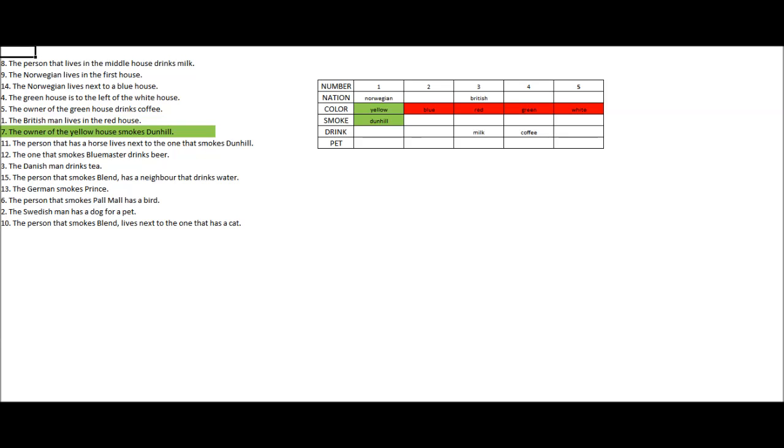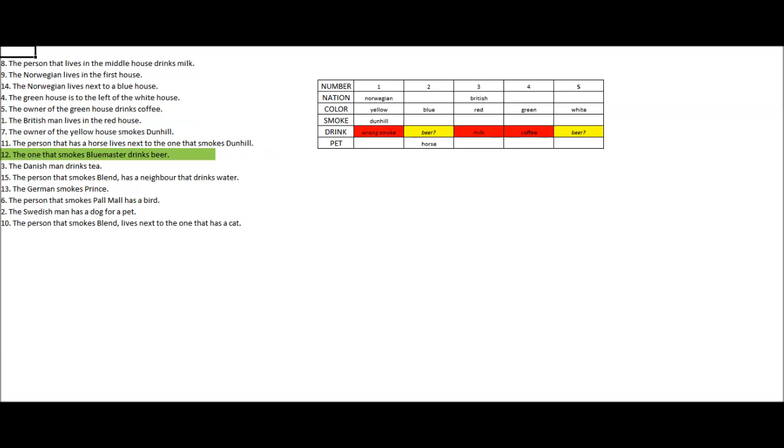Okay, moving right along. The owner of the yellow house smokes Dunhills. So all of the other colors were already filled in except for slot 1, yellow. We fill in yellow and we fill in Dunhill. The person that has the horse lives next to the one that smokes Dunhill. So same point as we made earlier. If they're next to the house 1, it has to be house 2. Fill in horse for house 2.